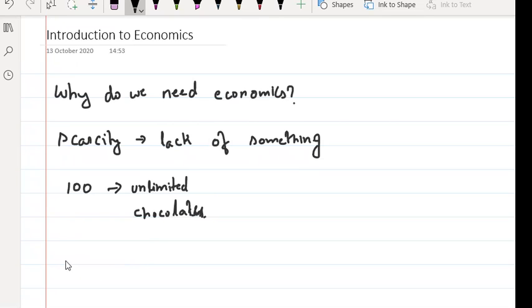Or suppose you want to buy a dress. Can you buy unlimited dresses? Suppose you have lots of money. Mark my word, can you buy unlimited dresses? No, right? Because obviously at some point of time it will end.